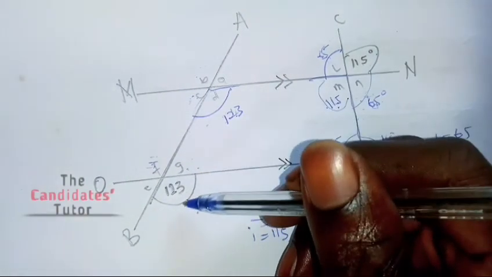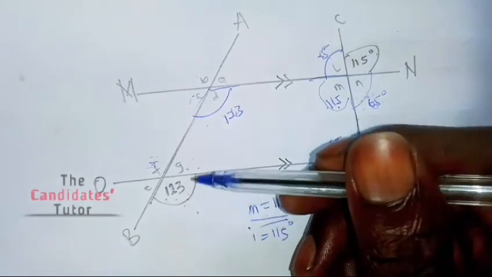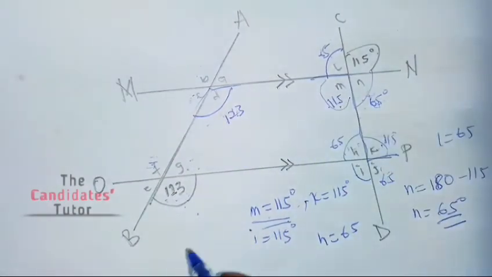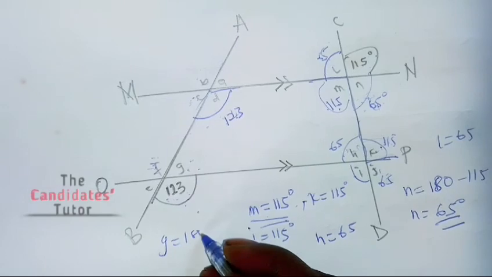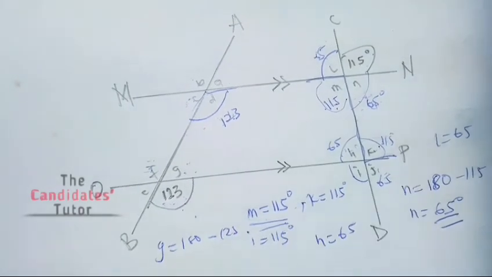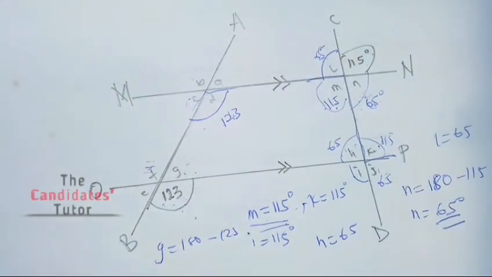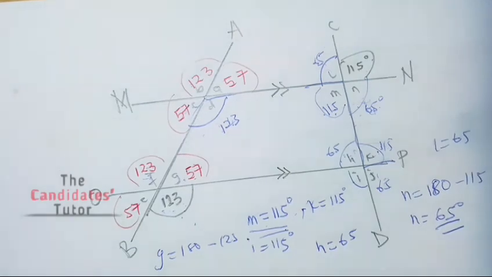So subtract 123 from 180 to get this side. G will be equal to 180 minus 123. You solve that. I think I'm going to end here and you solve it and compare your answers with what I will get. So that's the answer. Just compare it and see.